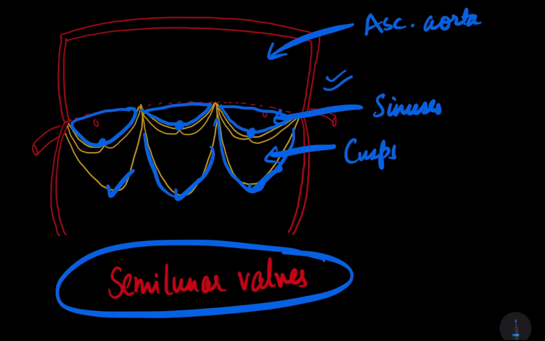Another component you can probably spot are these two things. We have already discussed these. These are nothing but the right coronary artery and the left coronary artery, and they have a very interesting correlation with the semilunar valves.